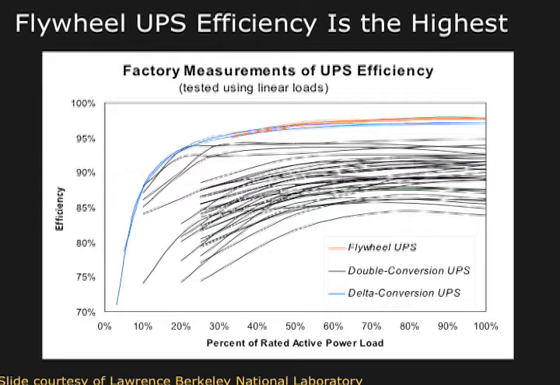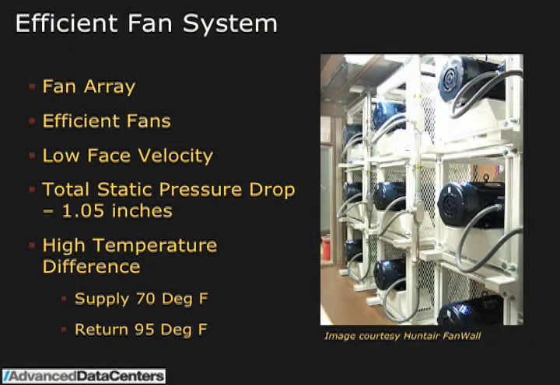On the fans, how we got them to be efficient, we did a variety of things. We first selected very efficient fans, right? A lot of engineers just ignore the fan efficiency. And if you ignore it, you'll end up with a fan that's 50 or 60% efficient. We looked at it, and these fans, the way we're setting it up, are going to be 73, 74% efficient. We're doing low face velocity, that is low air speeds across the filters and the coils, so low pressure drop. And we're ending up with a total static pressure drop of 1.05 inches.